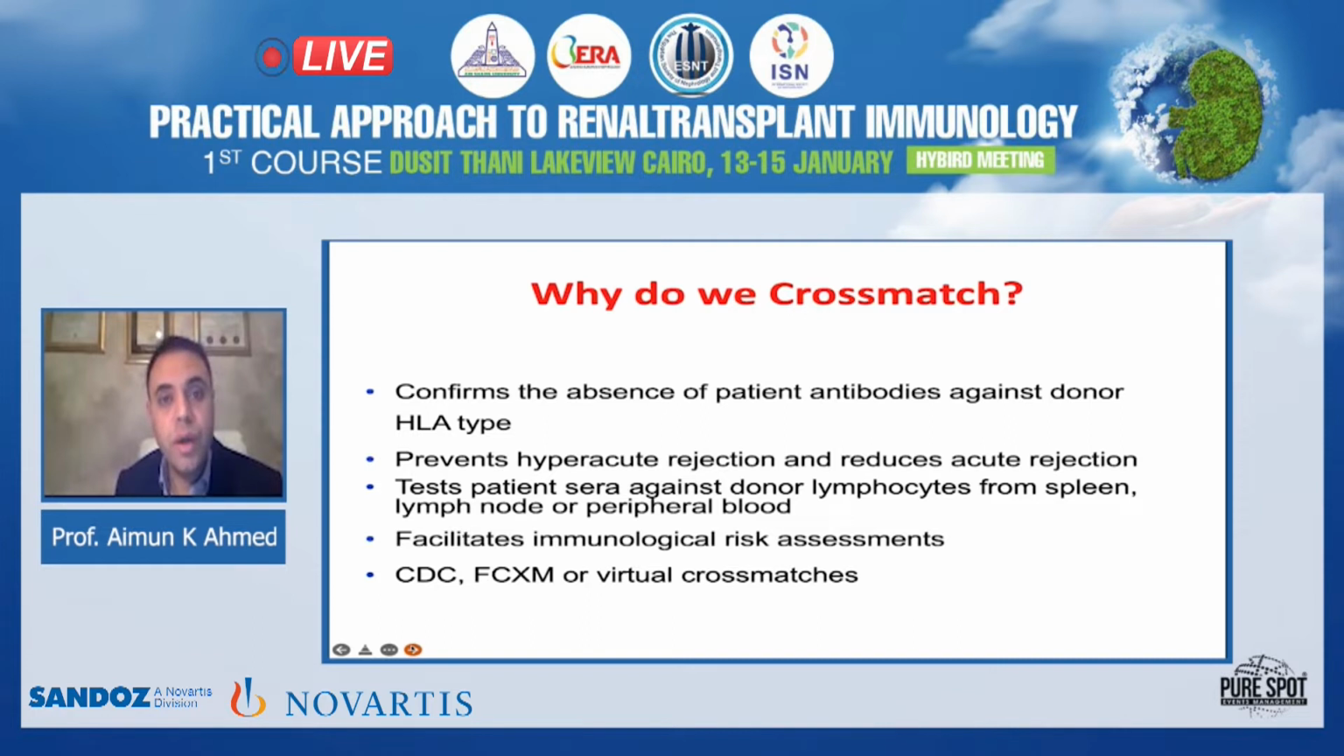So why do we do a cross-match? Because it confirms the presence of antibody against the donor HLA type. It prevents hyperacute rejection and reduces acute rejection happening. It tests the patient's serum against the donor lymphocytes, whether from a spleen or lymph node or peripheral blood, and facilitates immunological risk assessment. Cross-match can be done through CDC, flow cytometry, or virtual cross-match.